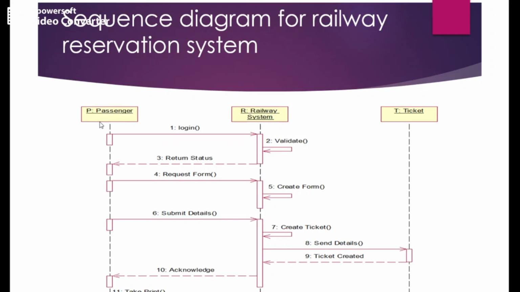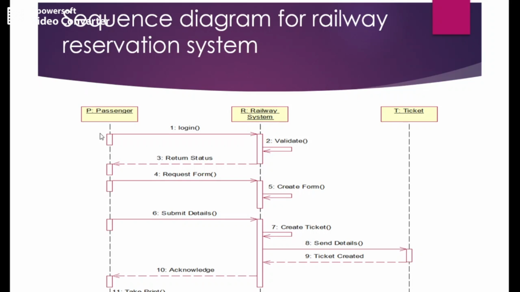So I have told you that these are the object classes. Here you have the class Passenger, and P is an instance of this class. Similarly, one more class, we have Railway System, and R is an instance of this Railway System class. One more class we have is Ticket, and the object of this class is T, or we call the instance of this class T.